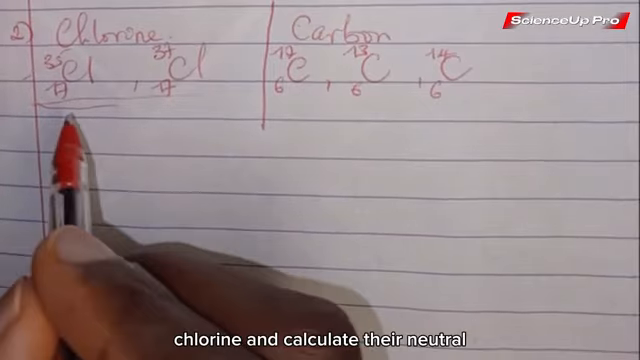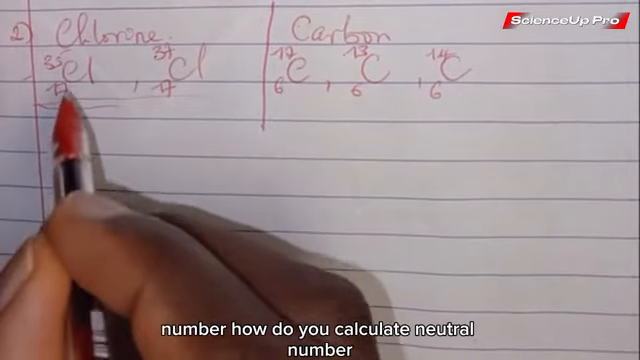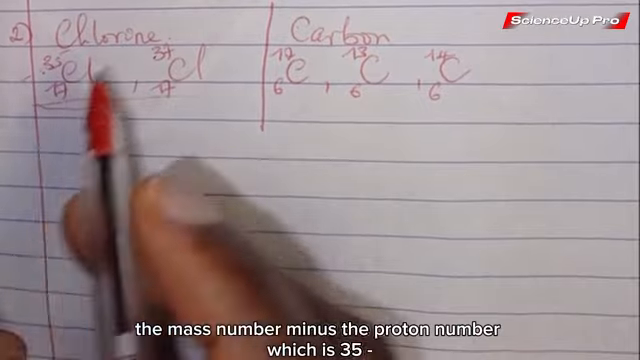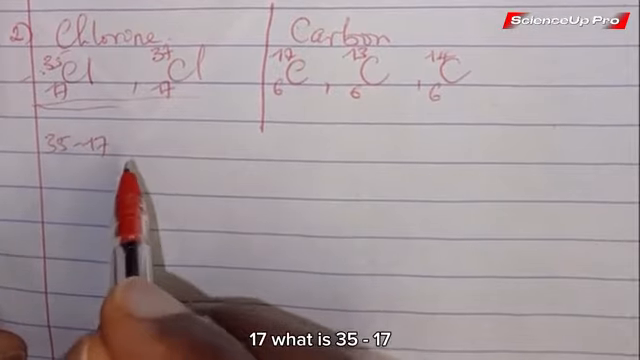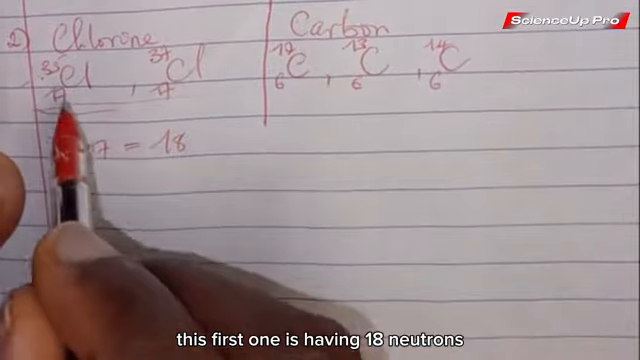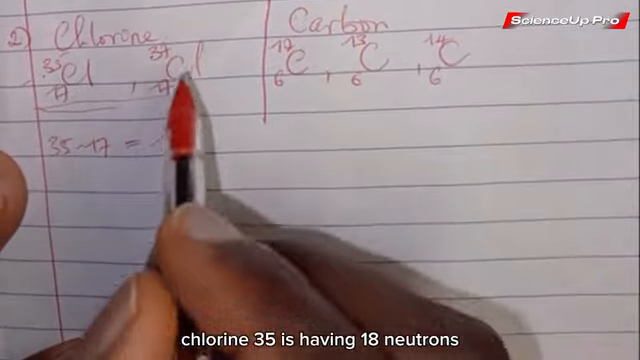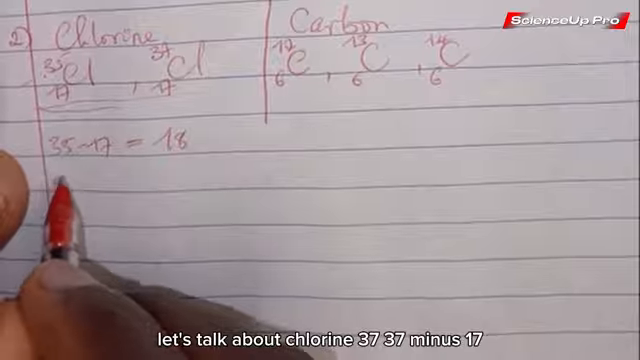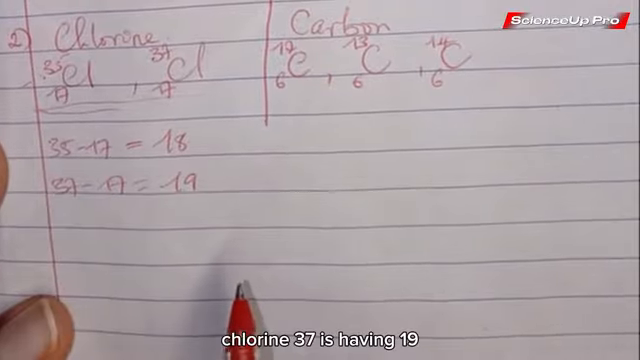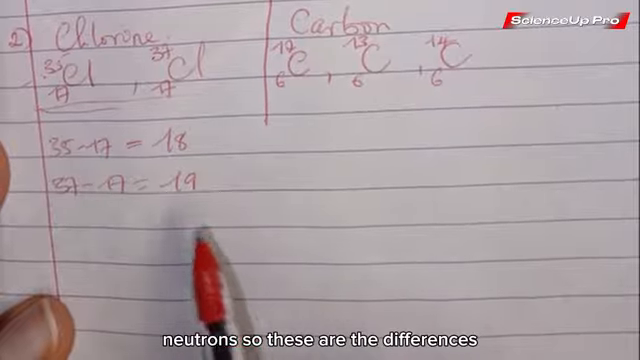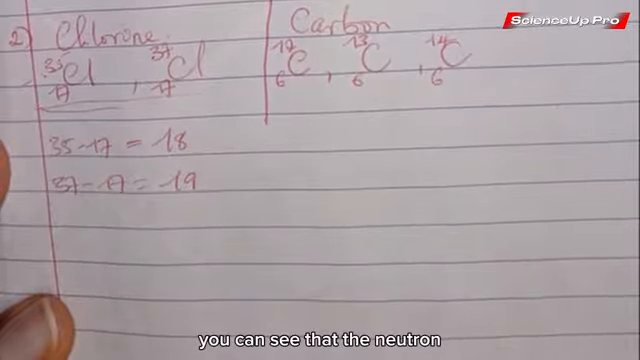Let's come back to chlorine and calculate their neutron numbers. How do you calculate the neutron number? The mass number minus the proton number, which is 35 minus 17. What is 35 minus 17? Chlorine 35 has 18 neutrons. Let's talk about chlorine 37. 37 minus 17. Chlorine 37 has 19 neutrons. So these are the differences. You can see that the neutron numbers are not the same.